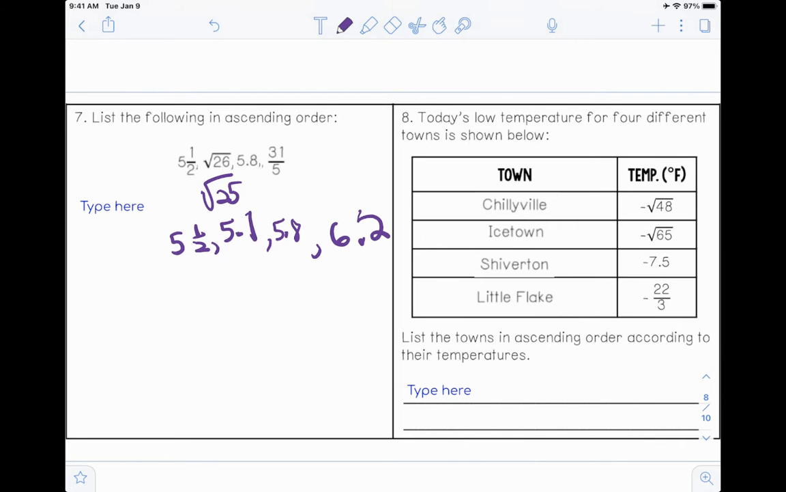So if I was going to order these in ascending, which means getting larger, I would first take the square root of 26 and 5.5, and then 5 and 8/10, and then 6.2 or 6 and 2/10. Oops, sorry, I'm really tired, so this is coming out a little messy. Let me erase this and redo it.